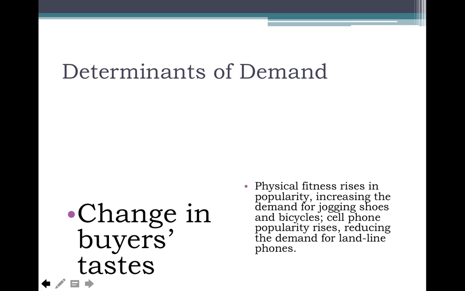So when things become popular, demand tends to rise. When things become less popular, demand will tend to fall. And this is tastes and preferences. Okay? So again, it's going to be important to know all five of these. We will work through examples. We'll talk about them. You don't need to know them all right this second, but they are important to understand.